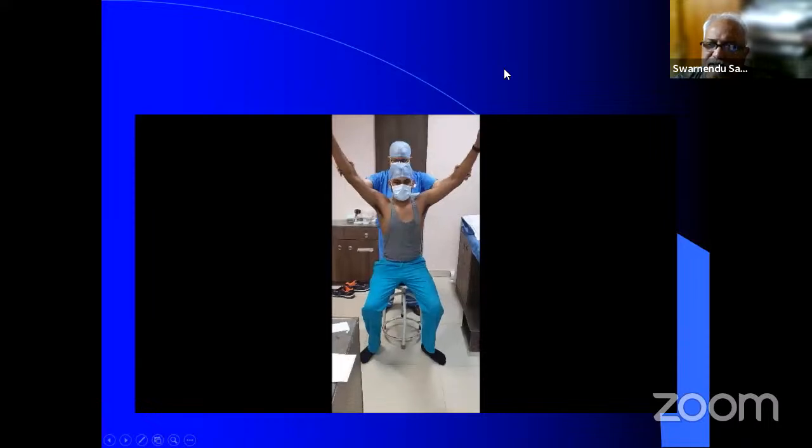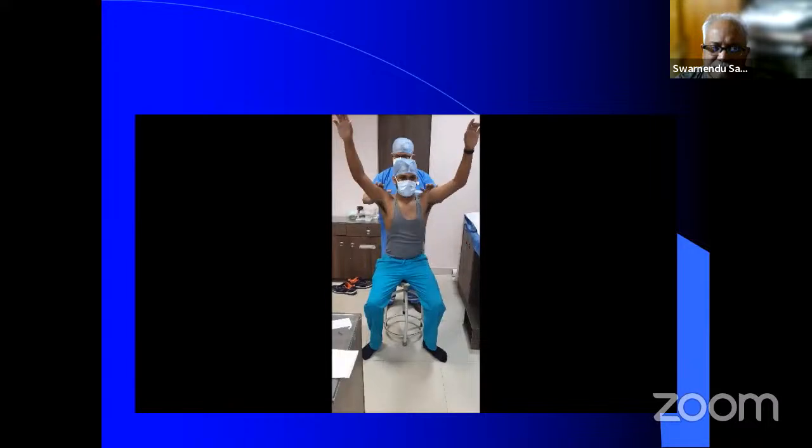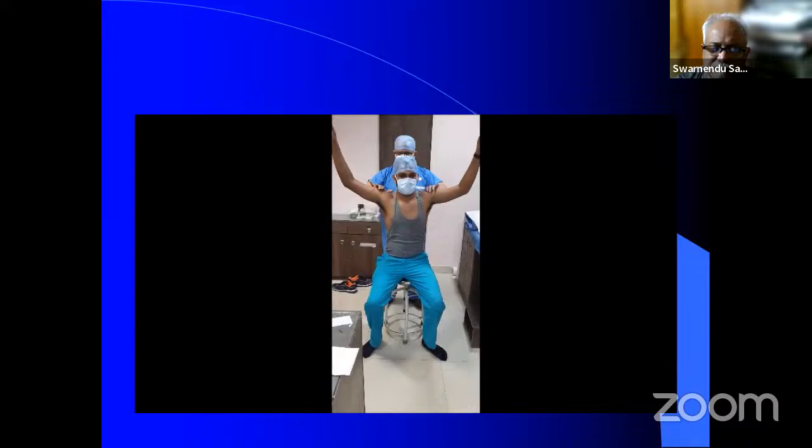Now we are going to test the trapezius. Extend like this. So this is for the upper trapezius.